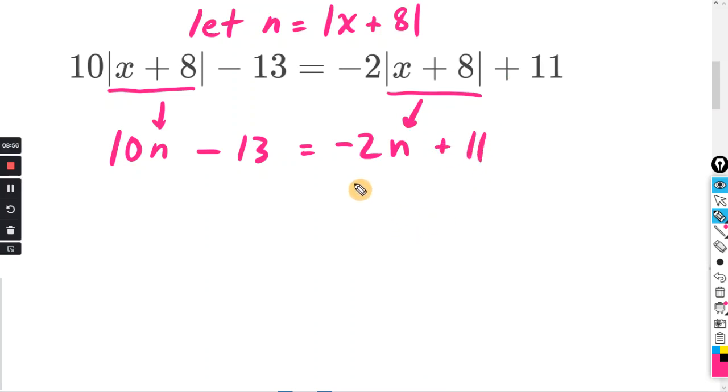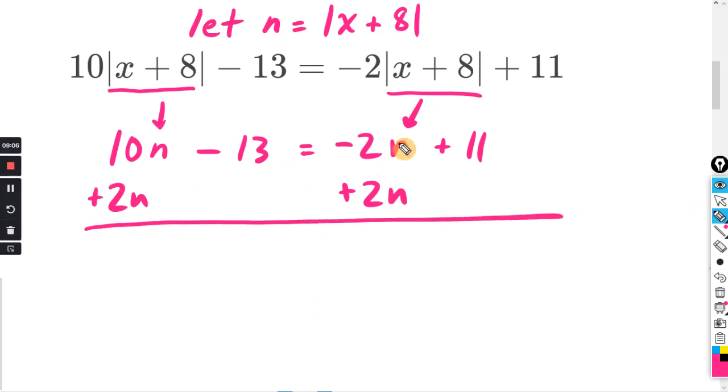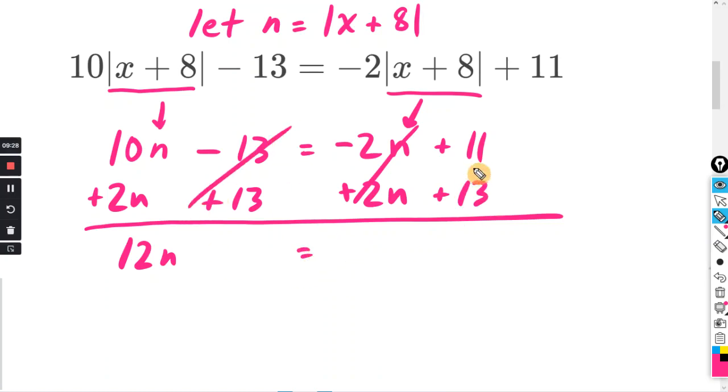Okay, solving for n. Opposite of negative 2 is positive 2n. I'm going to do that to both sides. Cancels right here. 10 plus 2 is 12. Here I have negative, since I have the variable here, I want the negative 13, the constant term, to move to the right. Opposite of negative 13 is positive 13. You do the same thing to both sides. Cancels here, bring down the equals. 11 plus 13 is 24.